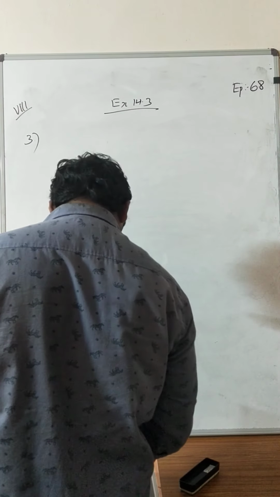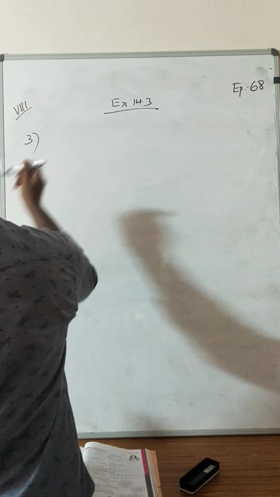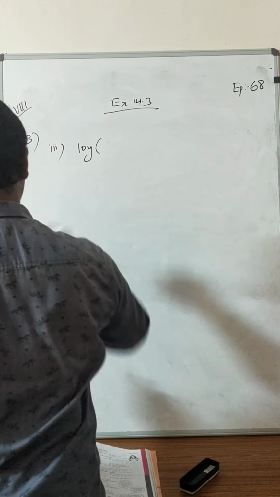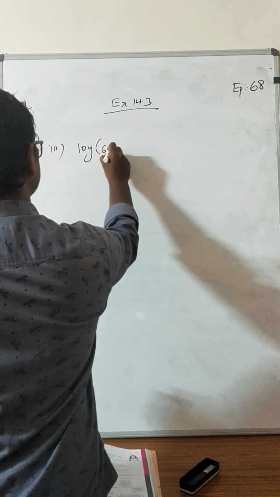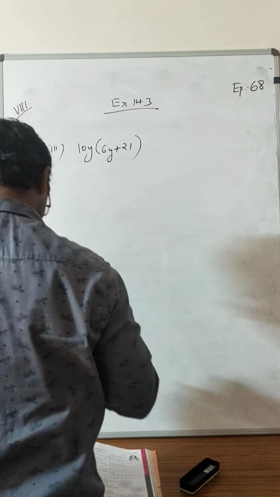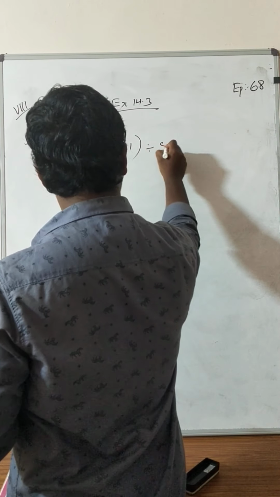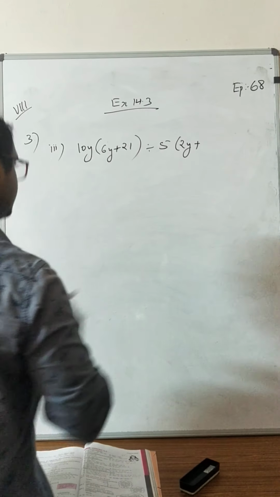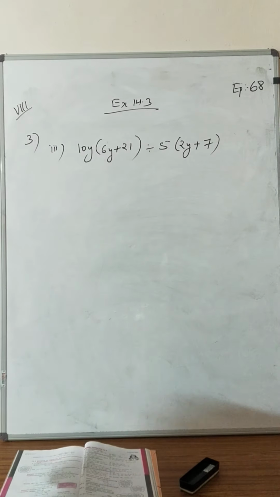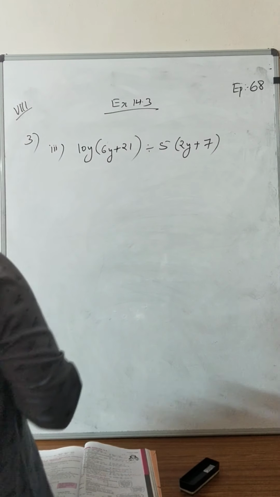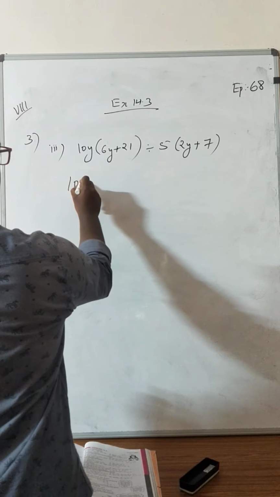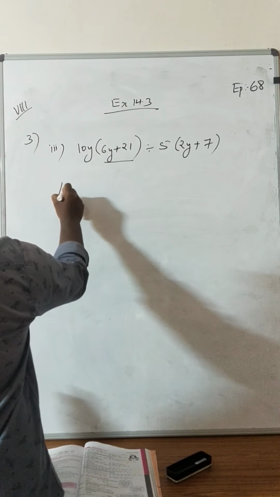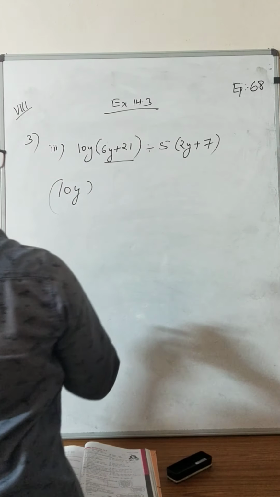Look at the third question. The third question is 10y in the bracket 6y plus 21, divided with 5 in the bracket 2y plus 7. Now here let us keep 10y as it is, and from here we will take something common. Now from here what can we take common?